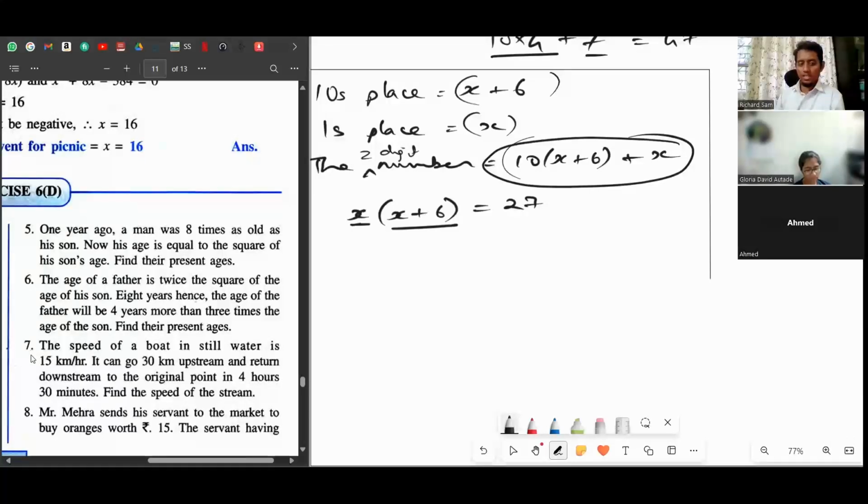So look at the seventh question. It's a speed question, but it's slightly different from the other speed questions. Okay, do you have this question in your book? In mine, it is 6D question 7.